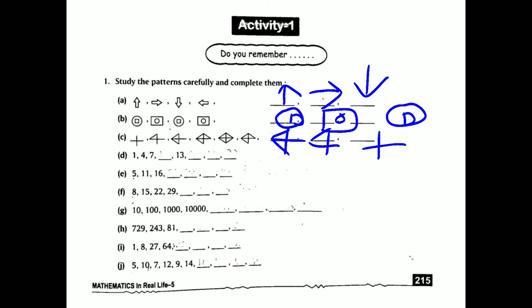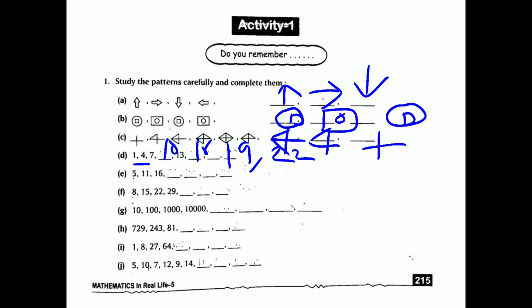Then D part, after 1, 4 is written, means you check the difference between 1 and 4. The difference is 3. Clear? So after 4 and 7 there is a difference of 3 again. Means after 1, if 4 is coming, then after 7 what will come? There will come 10. Clear? Because there is a difference of 3. So here comes 10. After 13 plus 3 what do you get? 16. Then plus 3 it will get 19. And then comes 22. Clear?